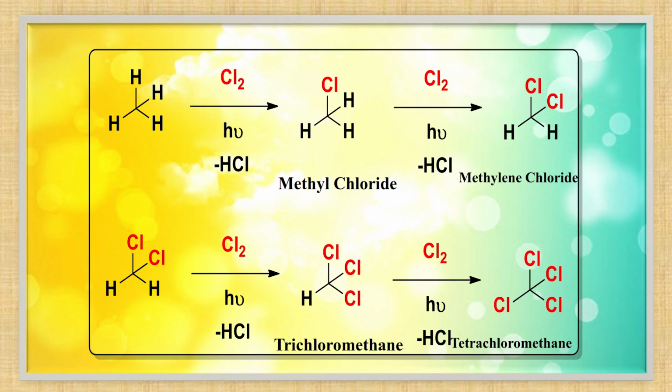So you get not only one product, methyl chloride, but you get methyl chloride, then dichloromethane, then trichloromethane, and at last tetrachloromethane. This means we get a mixture of products, not only one product. This is because of the free radical substitution reaction.